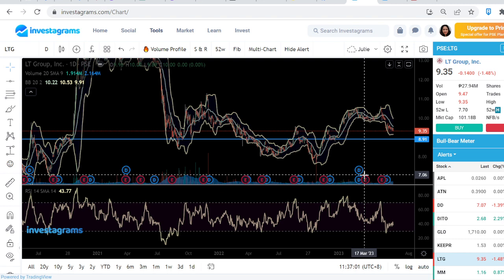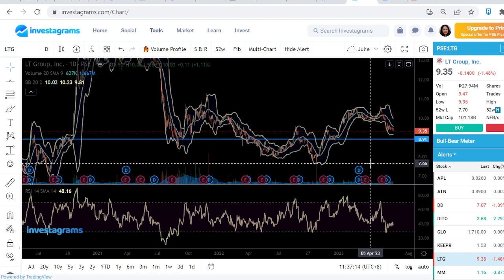Kung babagsak pa siya, at least may buying power ka pa na naka-reserve. Right? Yan ang mga galawan ng mga big players. Tinatranche nila yung kanilang pagpasok, hindi lang sa isang entry. Okay, so yan, 891 yung support na nakikita ko dyan.